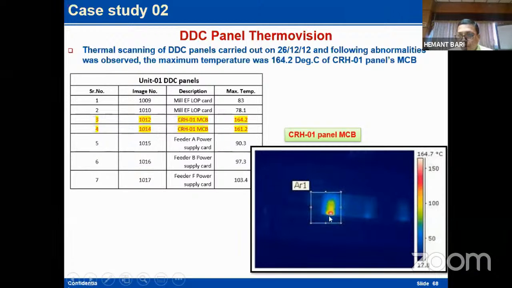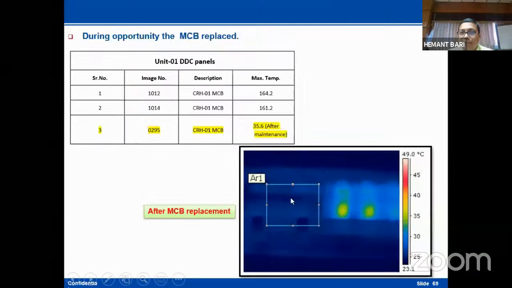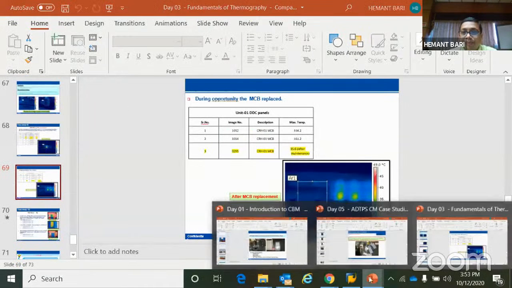Here also we got a high temperature. After replacing that, the temperature reduced to 35, means from 164 degree to 35 degree. So such kind of hotspot also important. Thermography is an important tool to identify the hotspot, and timely action will save your panels or your motor or any other part of the area.